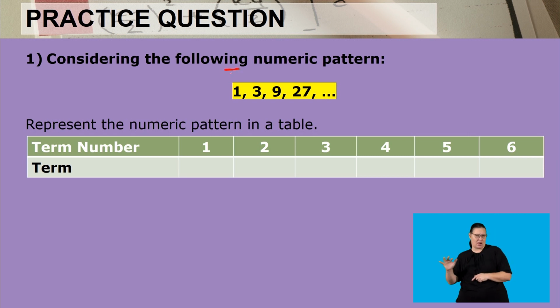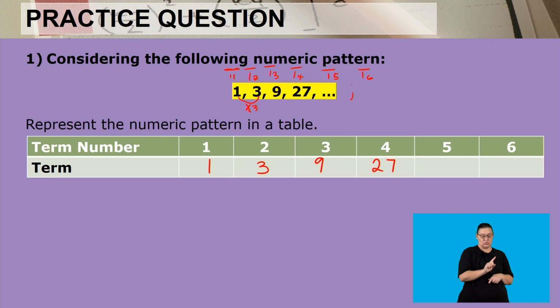So we know that the 1 is the first term, the 3 is the second term, the 9 is the third term, and the 27 is the fourth term. So we already have those first 4 terms, that is 1, 3, 9, and 27. Now, how can we get term number 5 and term number 6? Well, we need to see how we moved from the first term to the second term.